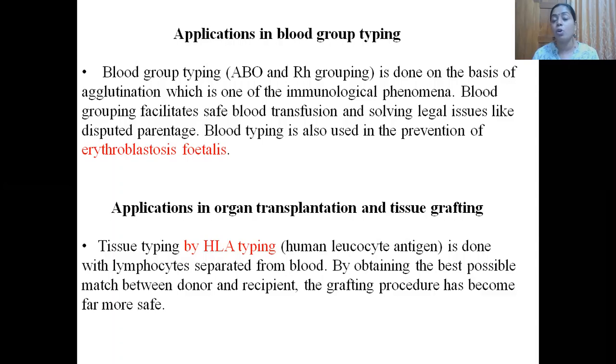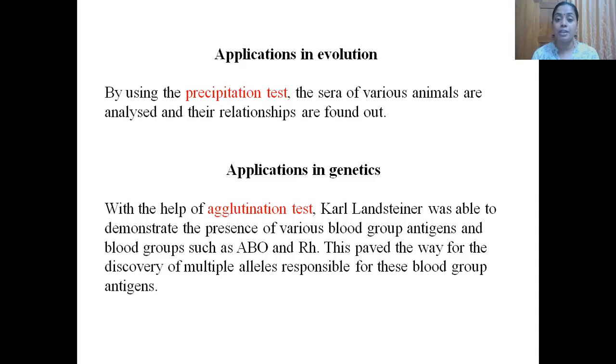ഏതൊക്കെ ഓർഗൻസ് നമ്മളിപ്പോൾ കോമൺ ആയിട്ട് ട്രാൻസ്പ്ലാന്റ് ചെയ്യുന്നത്? കിഡ്നി, heart, liver, etc. are transplanted by this method. Then application in evolution by using the precipitation test. The sera of various animals are analyzed and their relationship is found out. What is sera? The blood in which the clotting factors like the fibrinogen have been removed is known as the sera. So the sera is subjected to precipitation test.